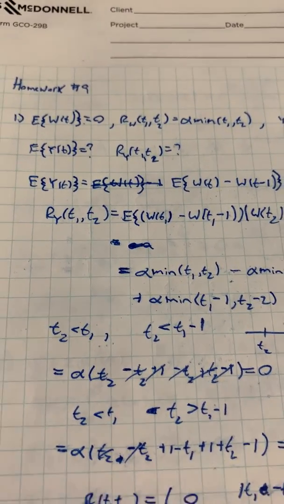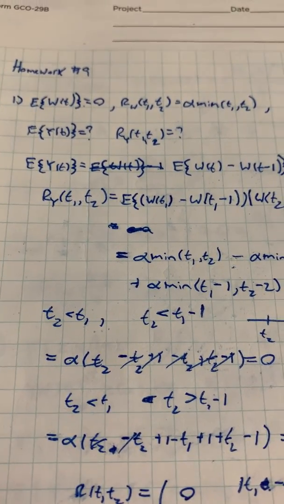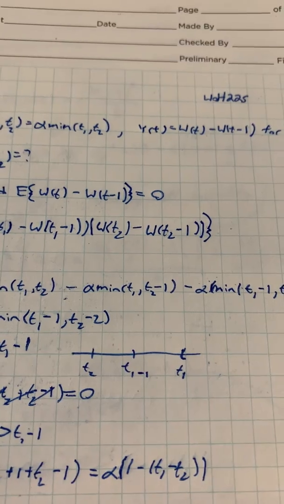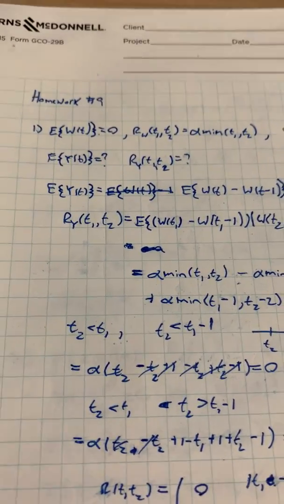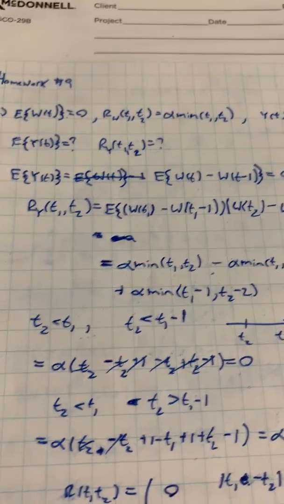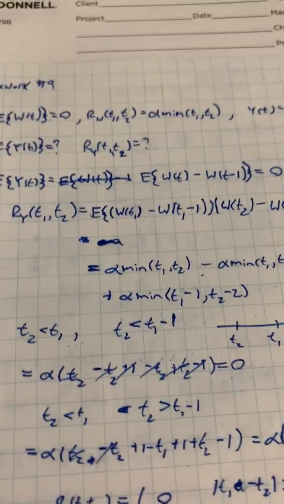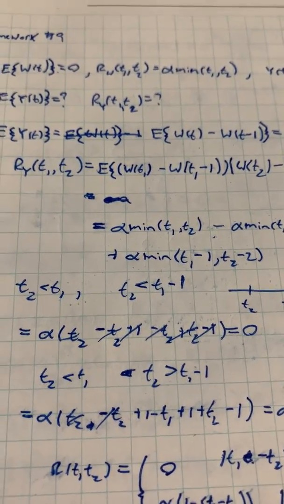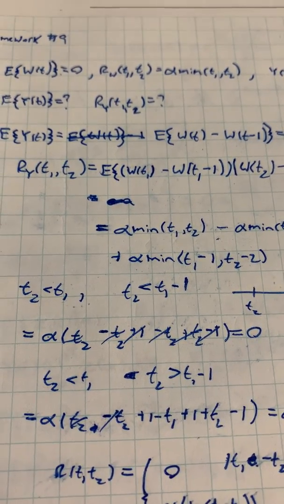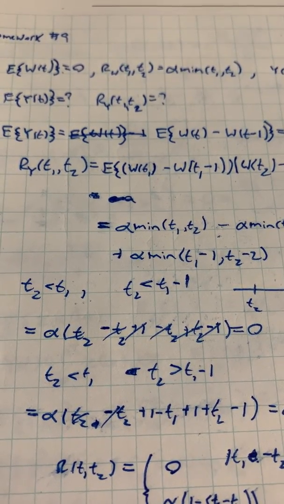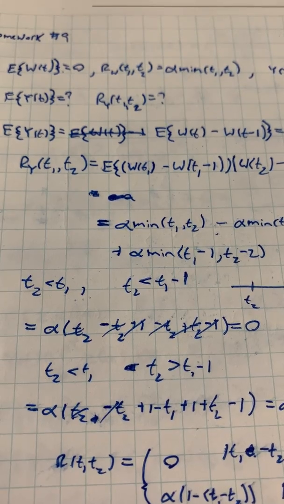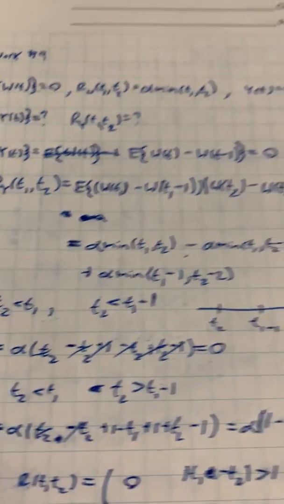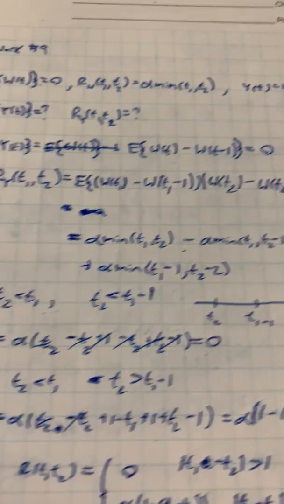Given the case where t2 is less than t1 and t2 is less than t1 minus 1, you can see this graphically here. Once we substitute all of these values in and pull alpha out, we get alpha times the quantity of t2 minus t2 plus 1 minus t2 plus t2 minus 1. As you can see, all those cancel out and we get an answer of 0.